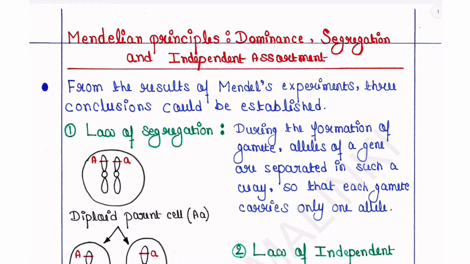So today we will discuss Classical Genetics Lecture 1, that is Mendelian Principles. And in this lecture, dominance, segregation and independent assortment will come.